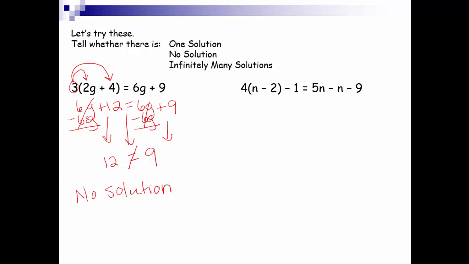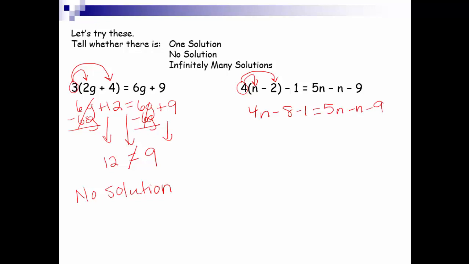Now let's take a look at this example. Once again, I'm going to start with the 4 on the outside of the parentheses. I'm going to multiply it by everything inside of the parentheses. So 4 times n is 4n. 4 times a negative 2 is a negative 8, and I'm bringing down my minus 1, equals 5n minus 9.